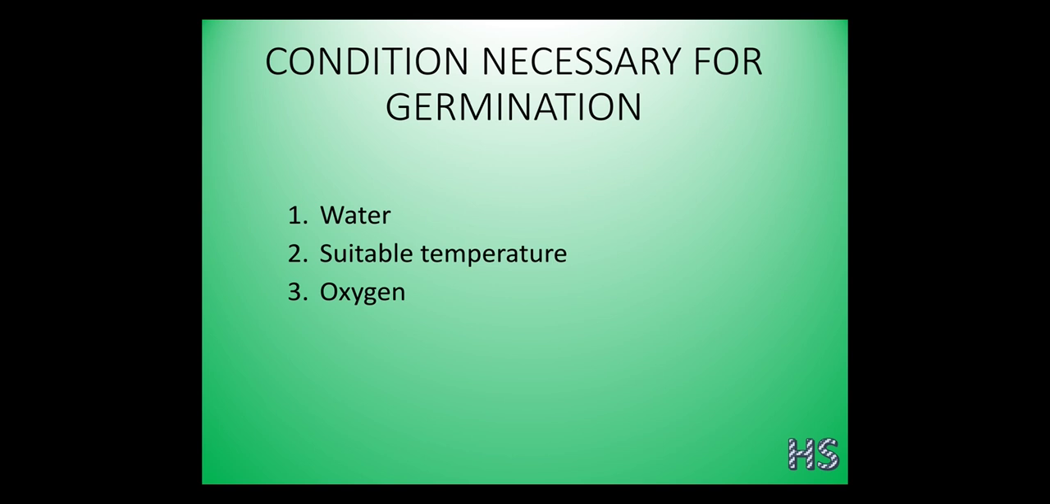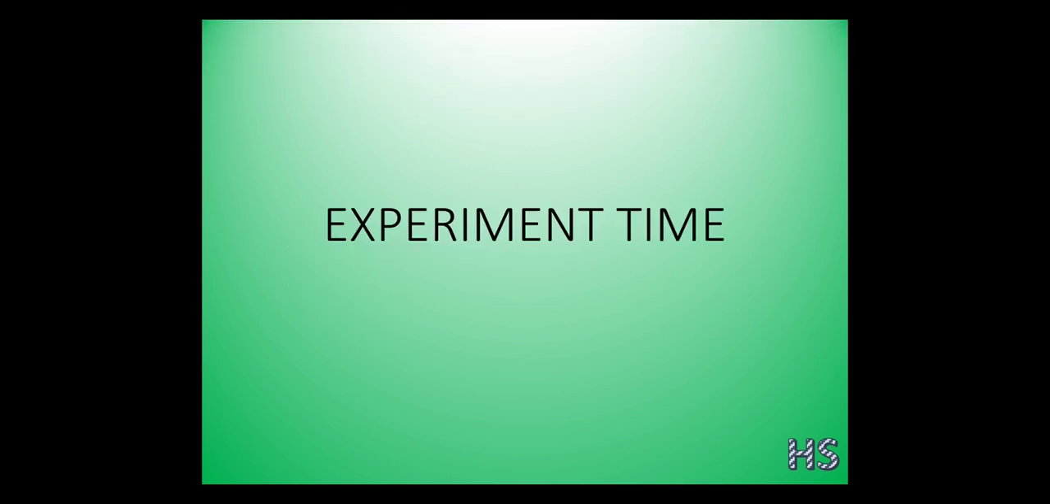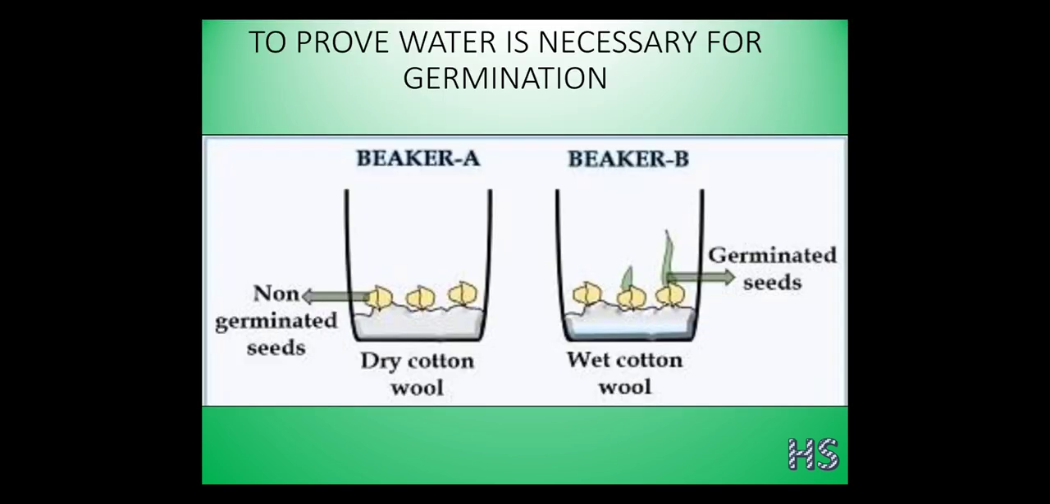We have already studied these conditions, but we have to prove whether these three factors are really necessary for the development of the seed into a plant. So now it's experiment time. Our first experiment is related to the first condition, water. We have to prove that water is necessary for the germination process.